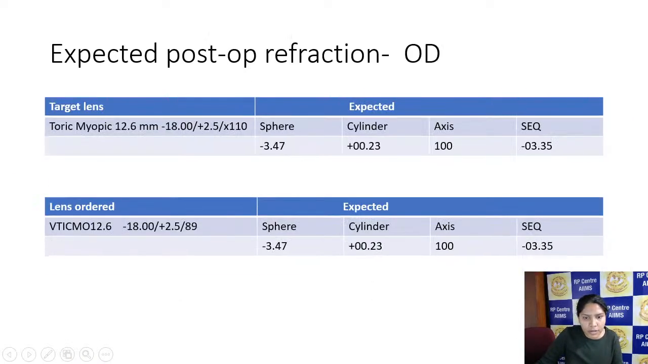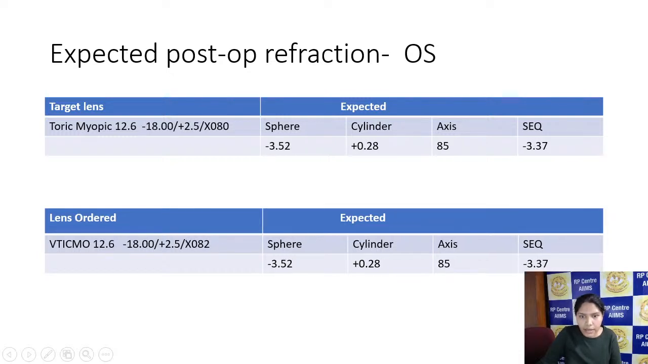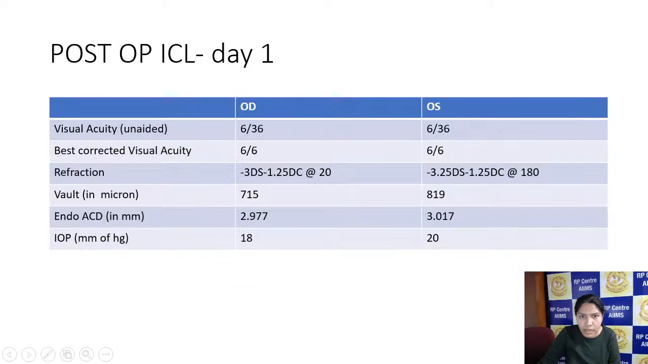So this was the target. We were expecting this much of an error after the ICL, which was -3.47 sphere with +0.23 cylinder at 100 axis, and for the left eye it was -3.52 sphere and +0.28 at 85° axis. So post-op day 1, the unaided vision was 6/36 and best corrected visual acuity was 6/6. So refraction was -3 diopter sphere with -1.25 cylinder at 20° axis, and for the left eye it was -3.25 sphere with -1.25 cylinder at 180° axis.